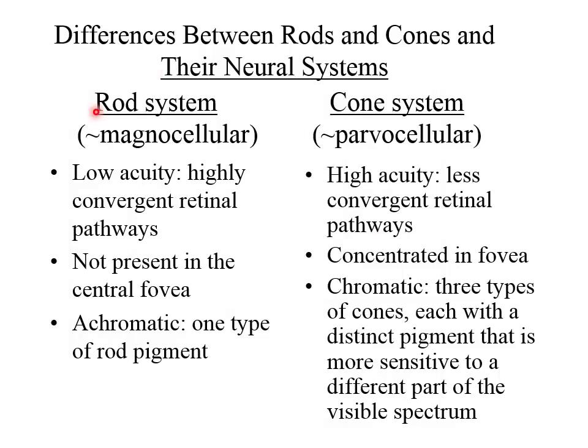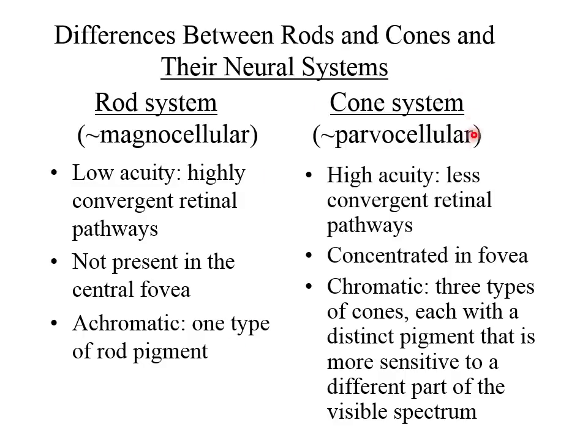They're connected to a system. For the rods, we call it the magnocellular system, and for the cones, the parvocellular system, based on the size of the cell bodies of retinal ganglion cells that we'll be looking at shortly. This rod system has a low visual acuity because it has highly convergent inputs from many rods into a given neuron further down in the pathway. They are not present in the central fovea, and they're achromatic. This system provides no information about color. They have just one rod pigment.